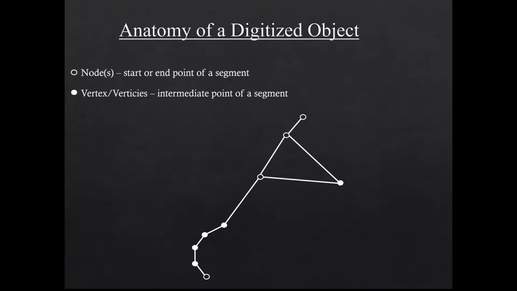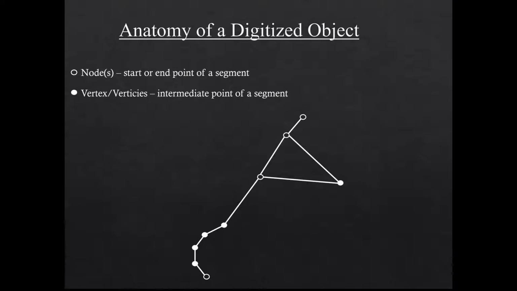When an object is digitized into the computer from the source dataset, it is composed of two parts, a node and a vertex. A node is a start or end point of a line segment or a point. A vertex is an intermediate point of a segment and must exist between two nodes.